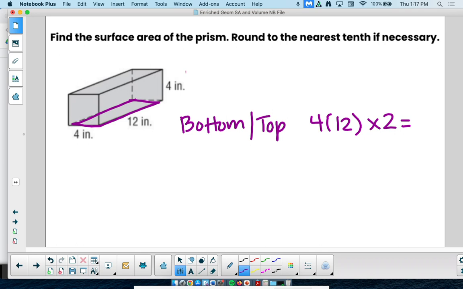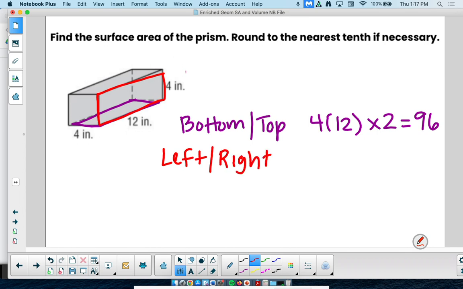So what is that? 4 times 12 times 2. 88. So close. No, 96. You guys were real close, 96. All right. What if we did the left and right walls? Left slash right. 4 times 12. It is 4 times 12. And does it make sense that we're multiplying by 2 since these two are the exact same on the box? And we already know that's 96.